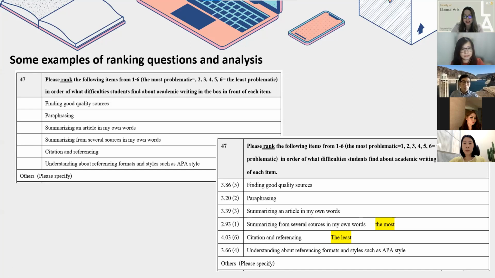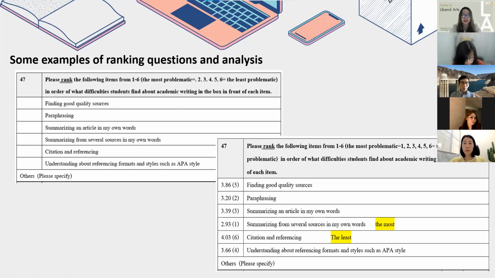Okay, and this one is the result. You can see that I asked them and then I analyzed it by using the mean score, and then I see which one is the most and which one is the least. The least problem of the students is citation and referencing, whereas the most problematic writing issue of the students is summarizing from several sources in their own words.